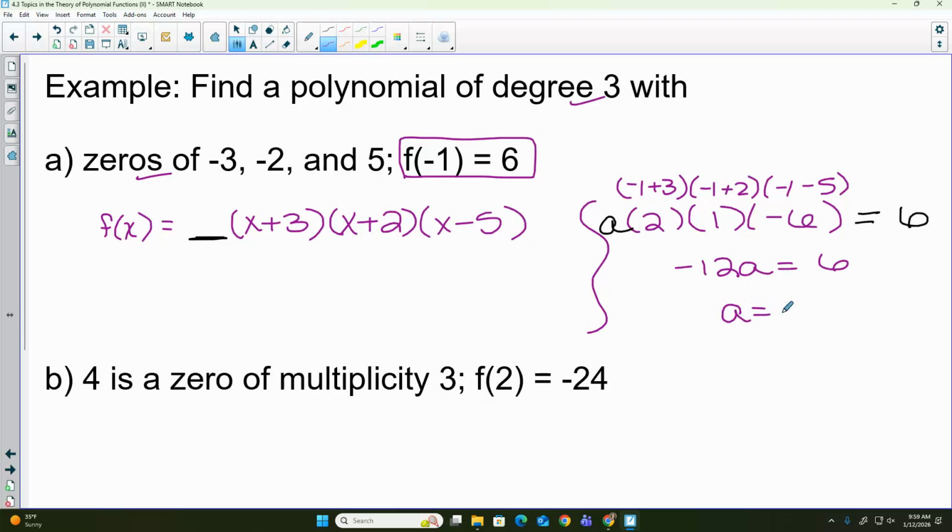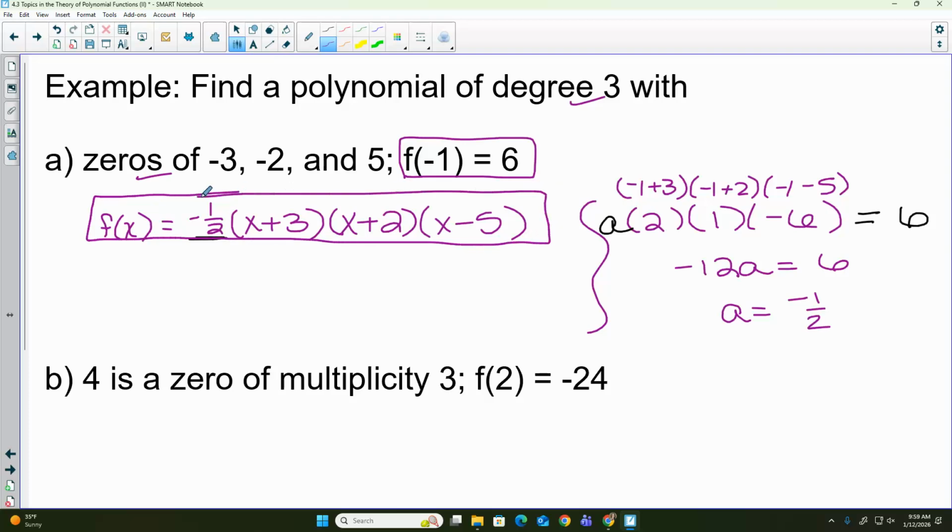If I divide by -12, my a is -1/2. So to get it to be 6, I need to multiply by -1/2. So my whole polynomial has a -1/2 in front. And I needed that just because I gave you all the requirements I wanted you to satisfy. Okay, if I hadn't given you this thing in the box, would I need a number in front? No.